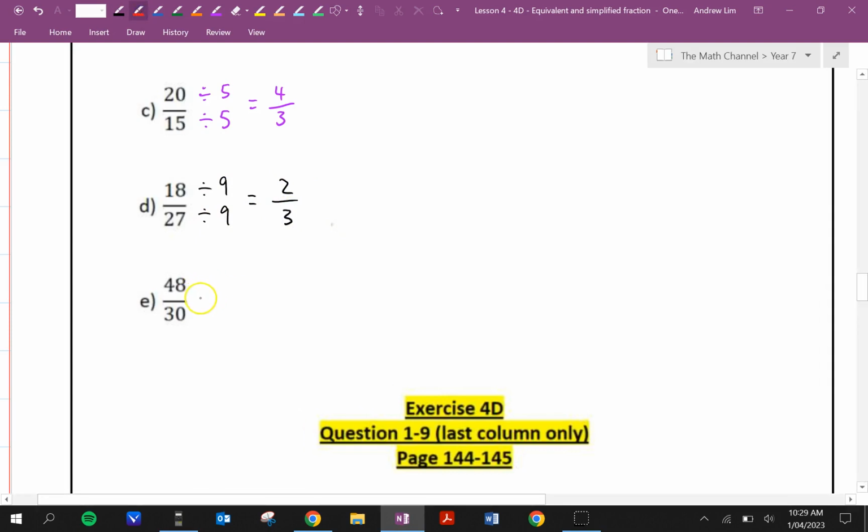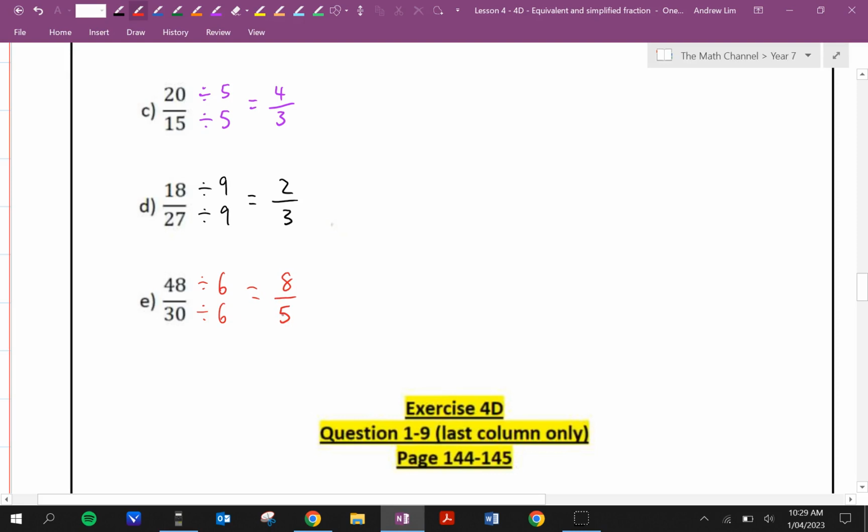Question E. The highest common factor of 48 and 30. Now, I think it's 6. So let's divide it by 6. 48 divided by 6 is 8. 30 divided by 6 is 5.